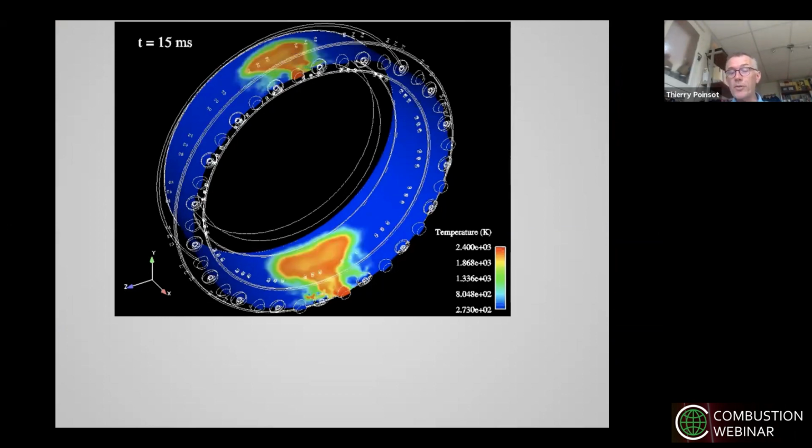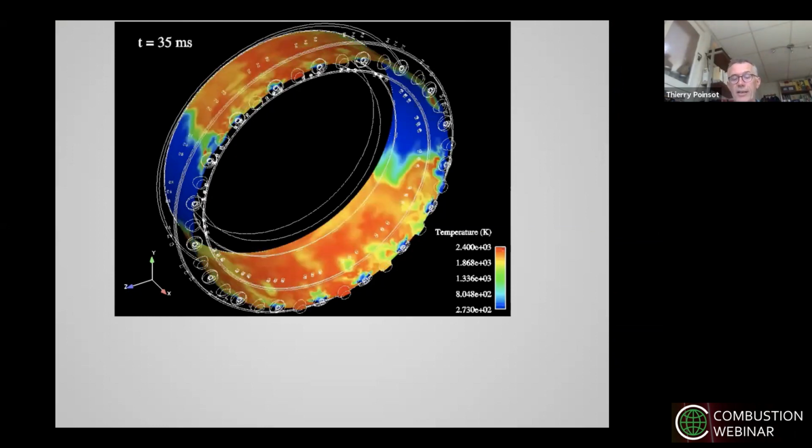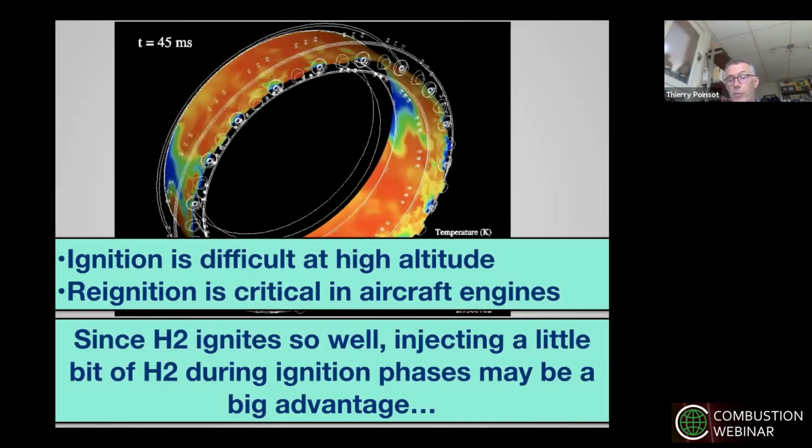The important thing to remember is that if you have a fuel which is difficult to ignite, but you have hydrogen, then you can just add hydrogen for a few milliseconds. It will be like igniting your barbecue, okay? It will make things much easier to ignite. So having a little bit of hydrogen on board could help you in terms of difficult ignition.